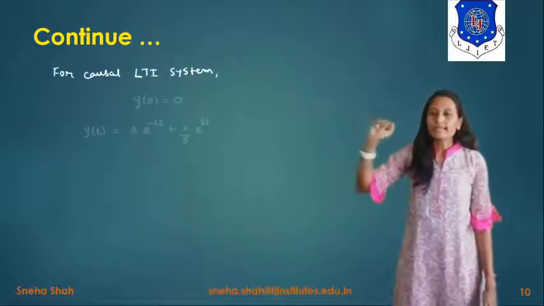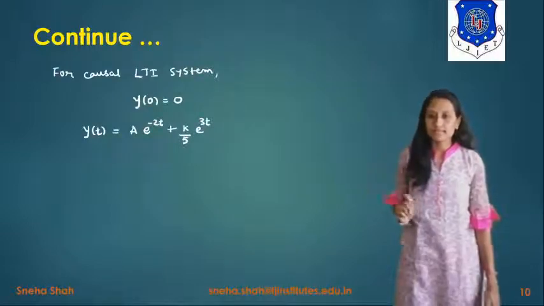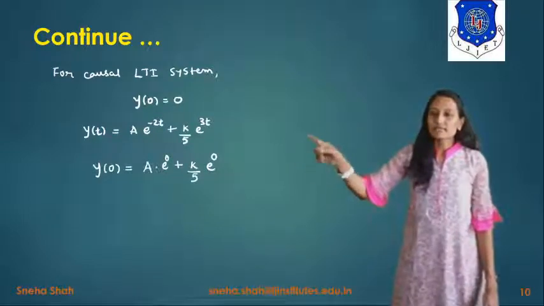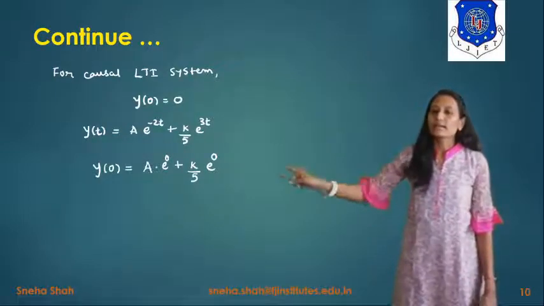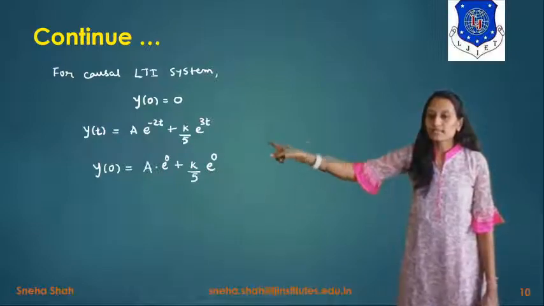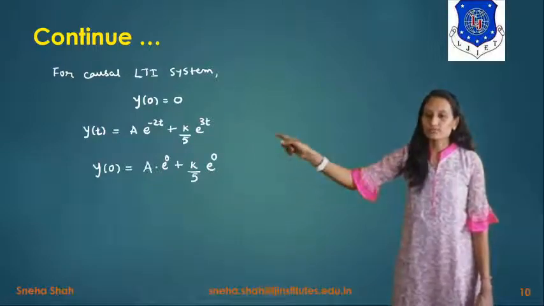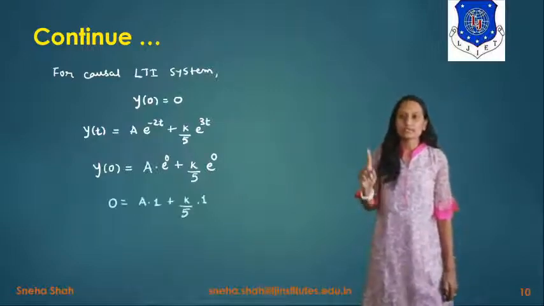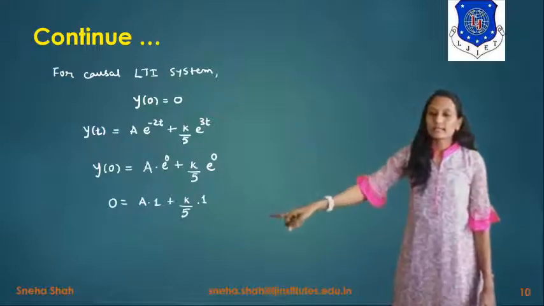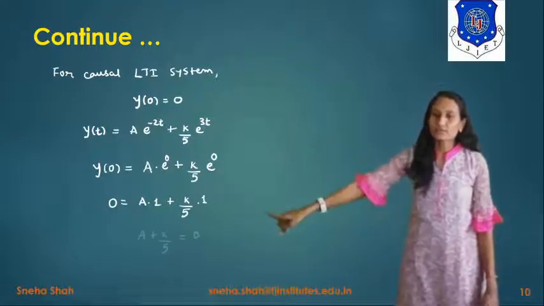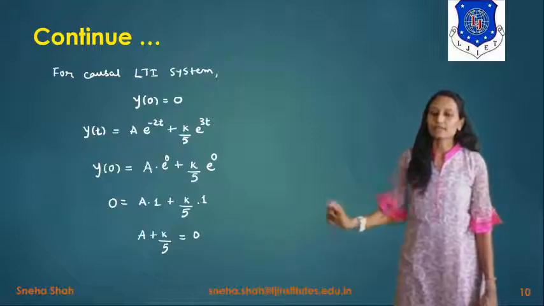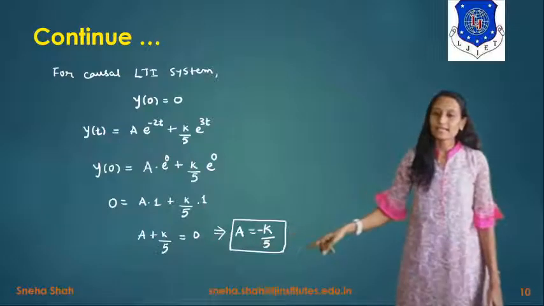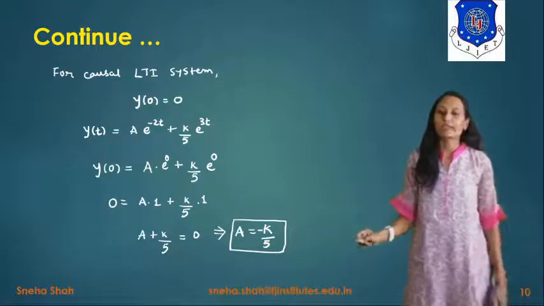Now for the causal LTI system, y(0) equals 0. So y(t) equals a e^(-2t) plus (k/5) e^(3t). If we take t equals 0 in this term, y(0) equals a e^0 plus (k/5) e^0. As you know, the value of e^0 equals 1. So putting this value over here, and y(0) equals 0, the term will be a plus k by 5 equals 0. Now from this, the value of a will be minus k by 5, as k by 5 goes to the right side.